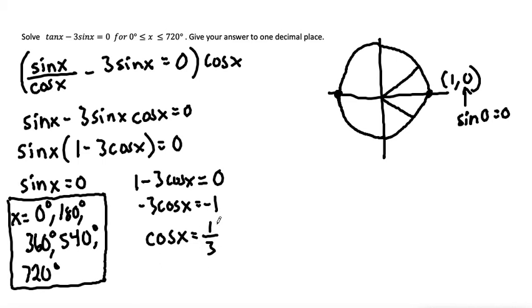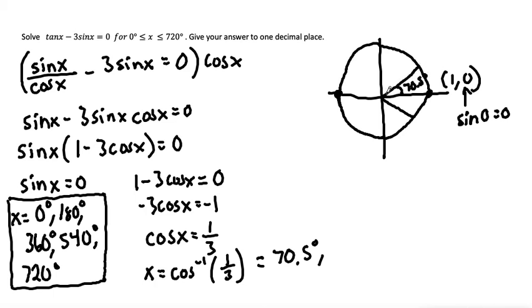So because 1/3 is not a fraction that we can find on the unit circle, we'll need to use our calculator and do x is equal to the cos inverse of 1/3. And if I plug that into my calculator, rounded to 1 decimal place, I get that to be 70.5 degrees. So that means that this angle right here is 70.5 degrees.